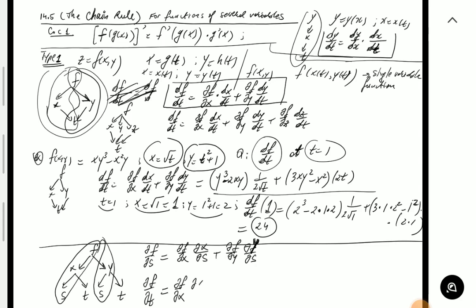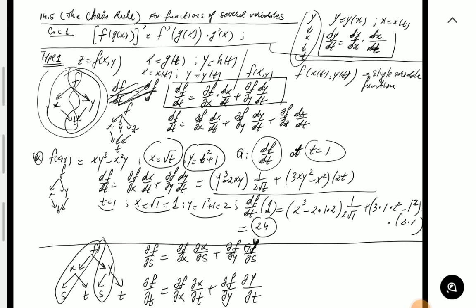So how many ways can f depend on t? Well, it depends on x first, then x depends on t. So partial f partial y, and then partial y partial t, sorry, right? So y depends on t.